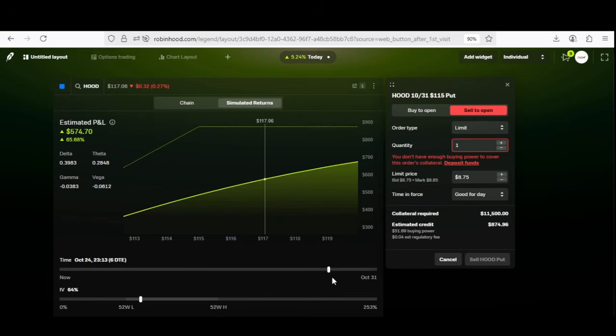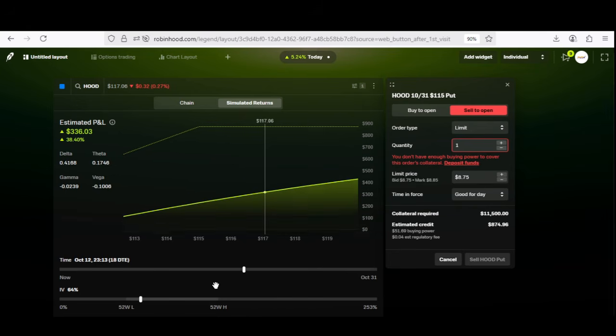Now, one last thing I want to bring to your attention about this chart, what I like about it, in addition to the simulated returns, it also highlights your Greeks right here. Now, there are 5 Greeks, and right now you have your delta, your theta, your gamma, and your vega. The one that's missing is going to be your rho. Now, rho is as useless as having a sangria flavored soda, so I guess that's why Robinhood decided to leave it out. But I really like this being displayed here because, as you can see, once I go ahead and change the date here, your Greeks are going to change as well.